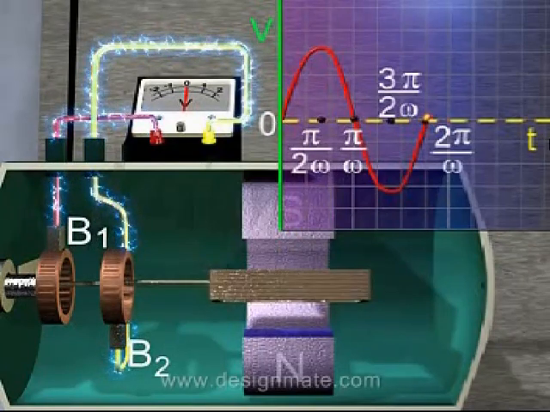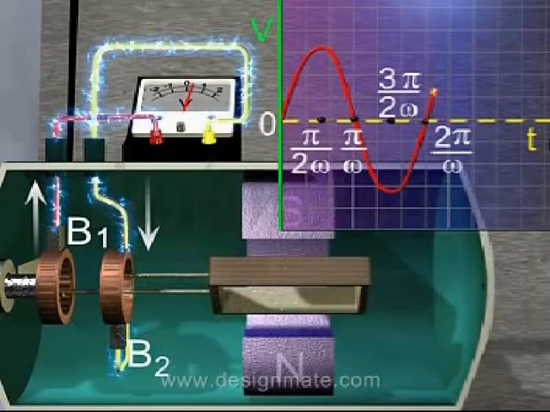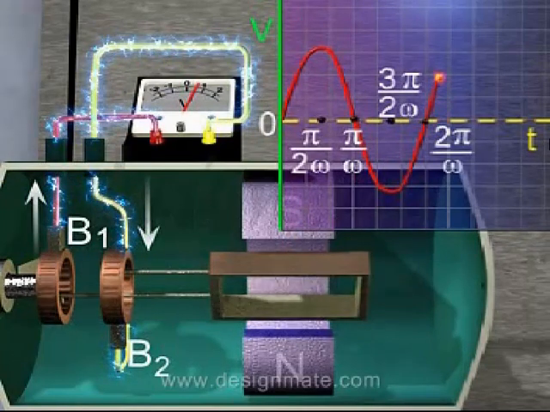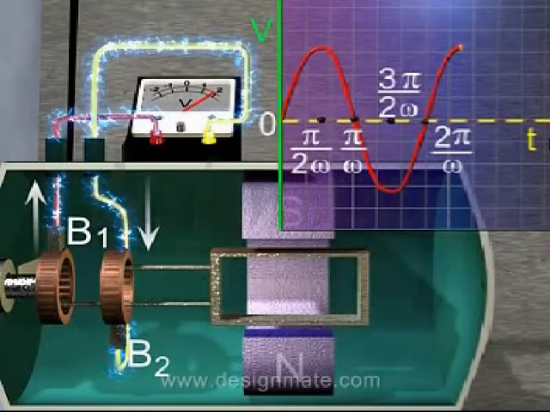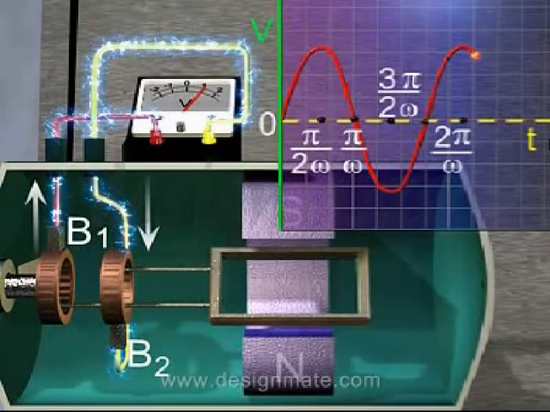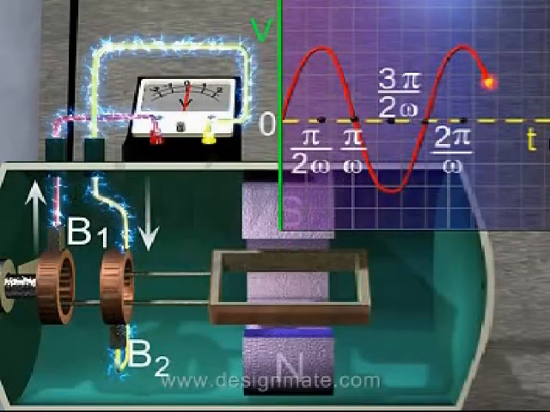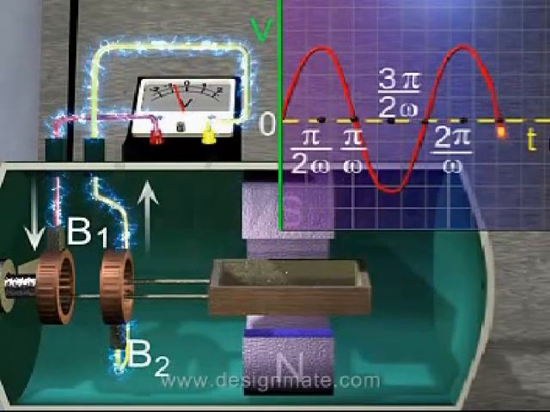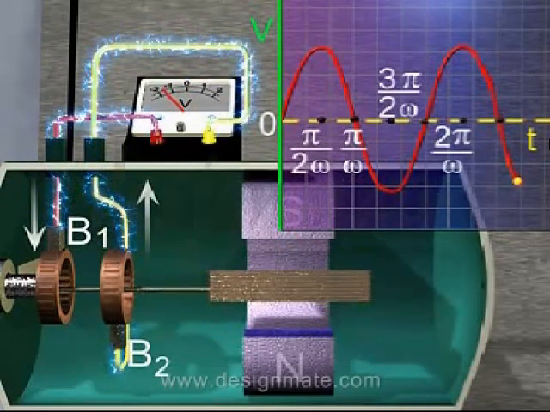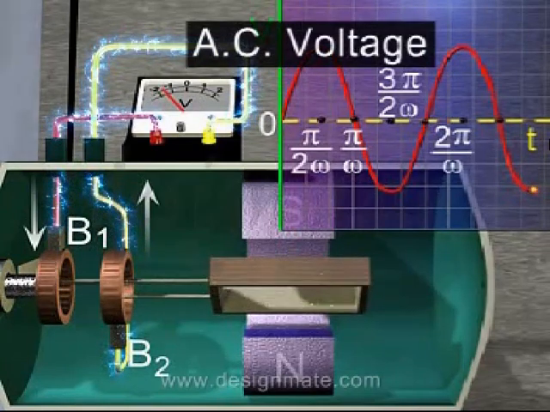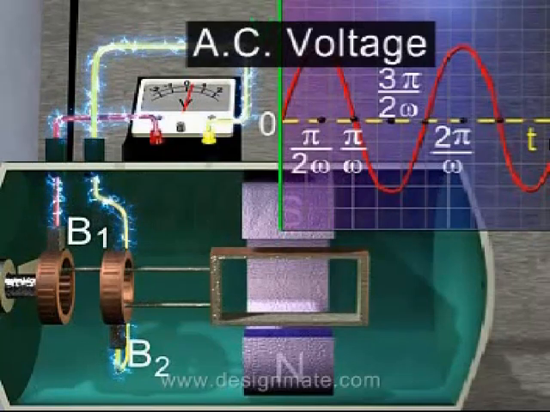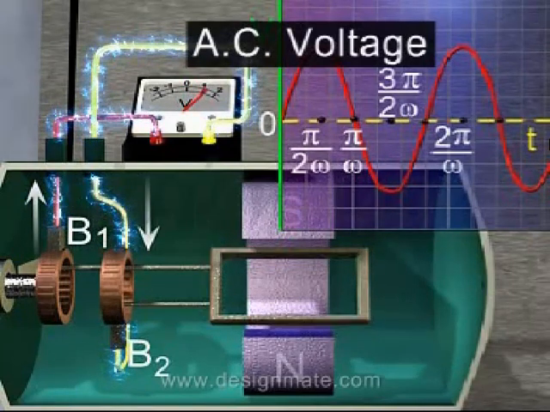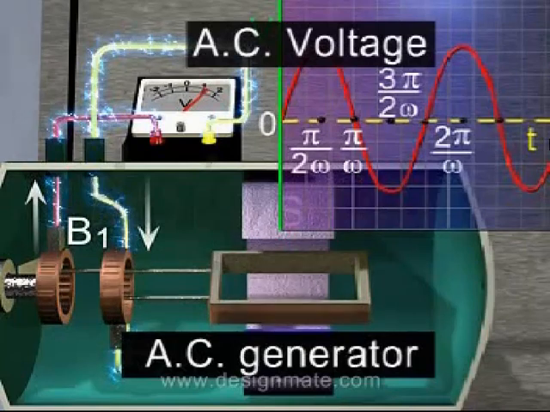This way the cycle goes on repeating, that is, with a time interval of pi upon omega, the terminals B1 and B2 alternately go on changing the polarity with respect to each other. Such a voltage is called an alternating voltage or AC voltage, and the device which generates such a voltage is called an AC dynamo or an AC generator.